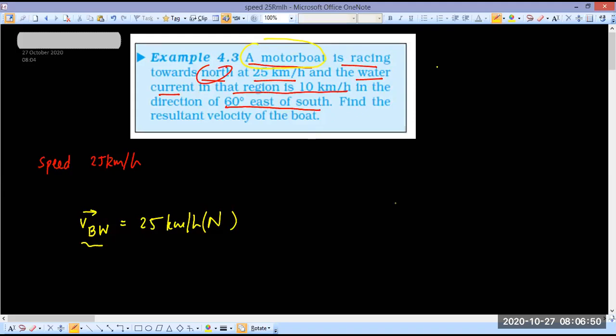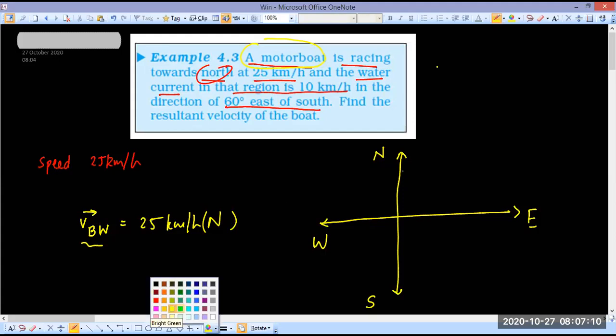Okay, so first of all, it's important to just draw a rough diagram. So let's say these are the directions. Where is the velocity of the motorboat with respect to water? It's towards the north. So this is the VBW vector. Again, the diagram is the key thing. Diagram થઈ જશે, બધું થઈ જશે, right? Otherwise, it's going to be tough.